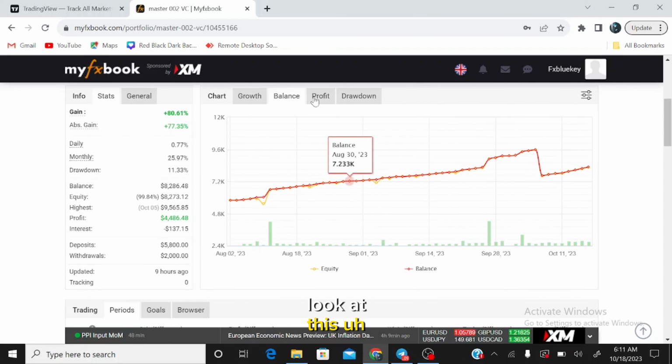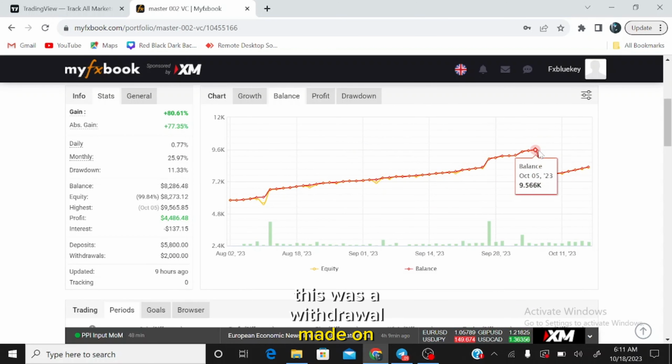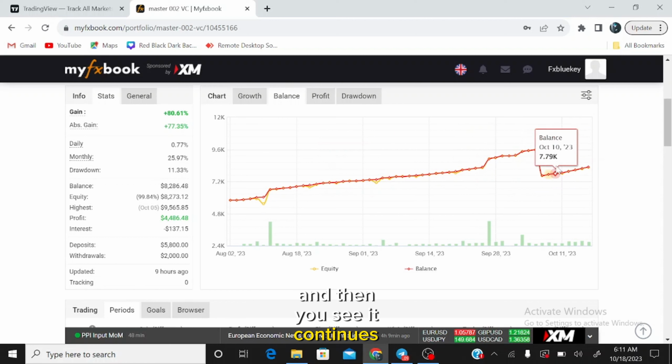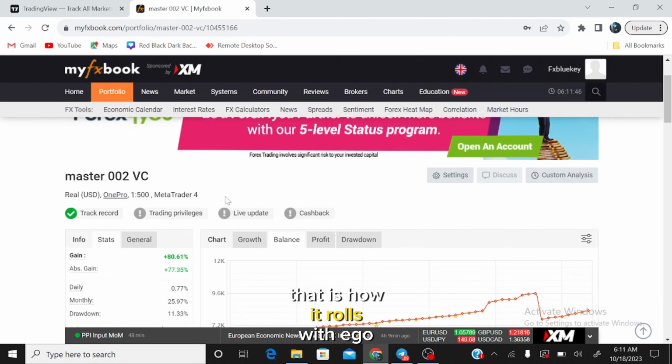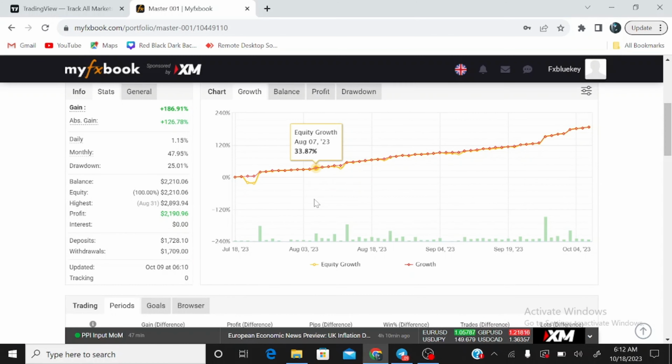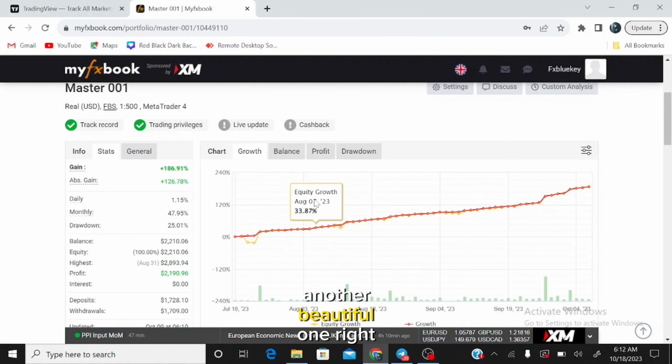Now look at this. This was a withdrawal made on this account right here. That's why we have the sharp move to the downside, because the withdrawal was made, and then you see it continues going up from there. That is how it rolls with EU Core. Let's check one more account, just one more account quickly. So look at this account, another beautiful one, right? So this is a 186% gain on this account, right?